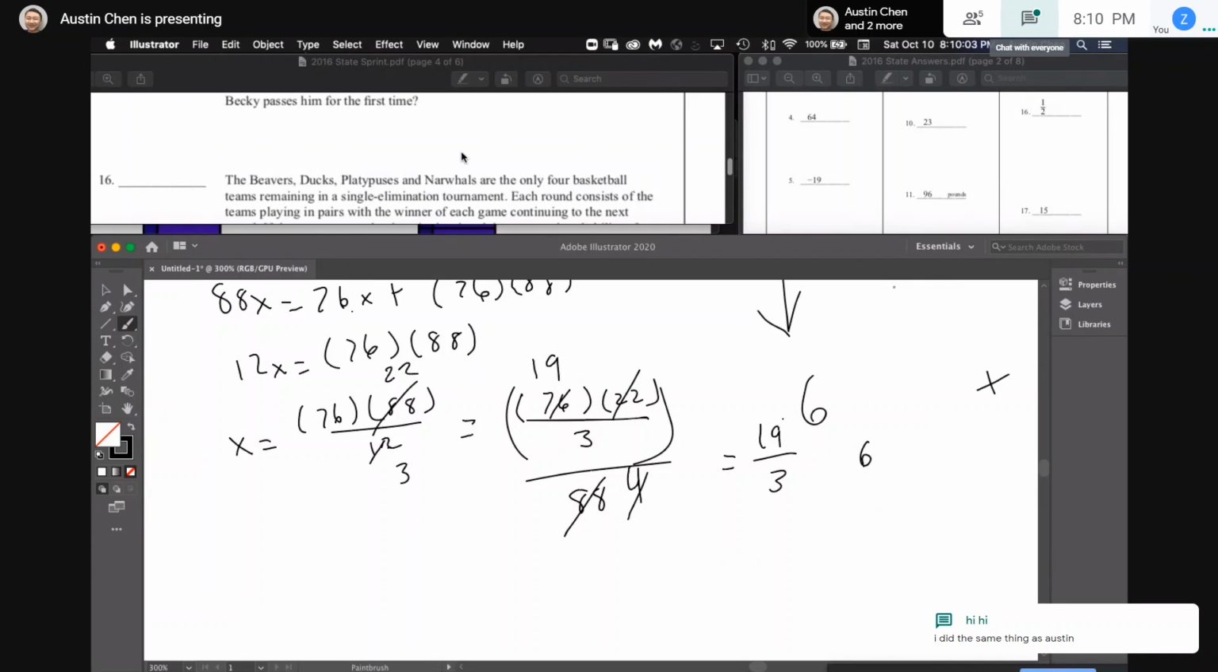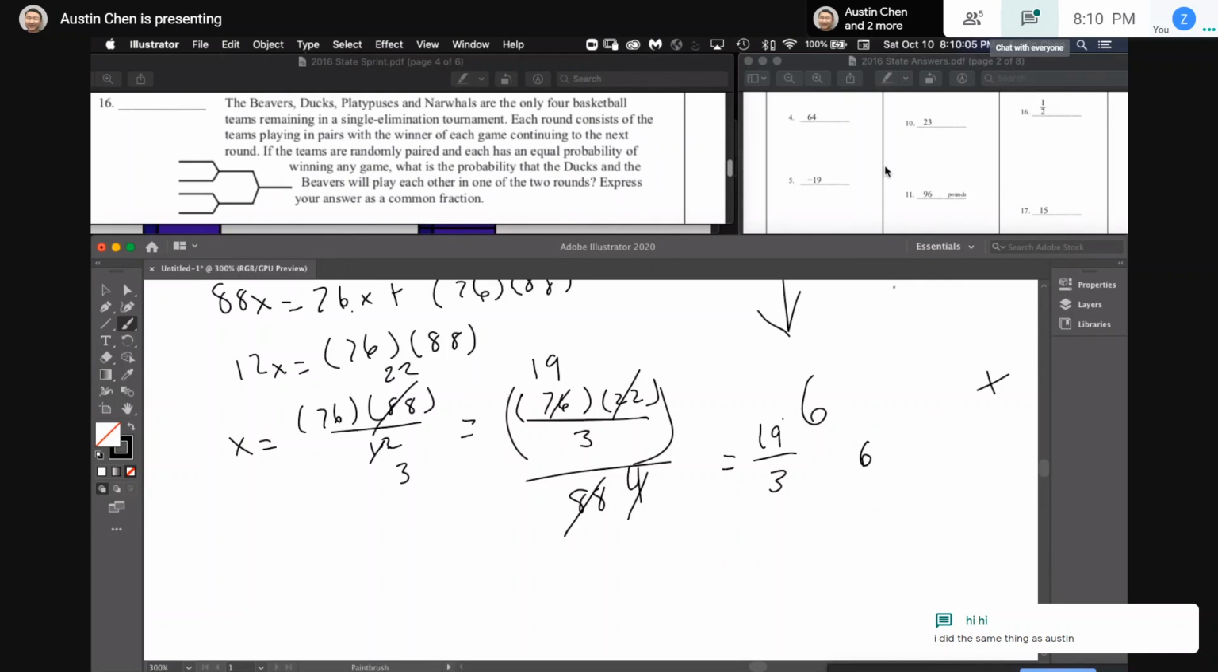All right, let's move on to number 16. The Beavers, Ducks, Platypuses, and Narwhals are the only 4 basketball teams remaining in a single elimination tournament. Each round consists of teams playing in pairs, with the winner of each game continuing to the next round. If the teams are randomly paired and each has equal probability of winning any game, what is the probability that the Ducks and the Beavers will play each other in one of the 2 rounds? Express your answer as a common fraction.